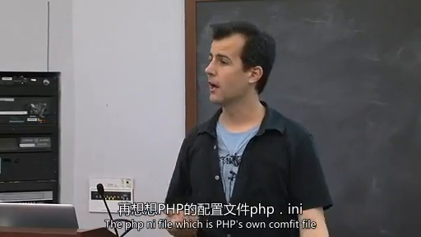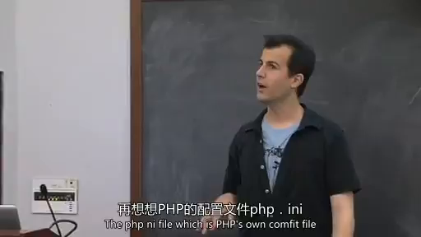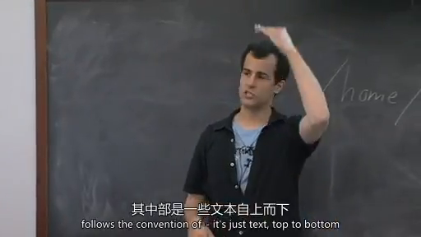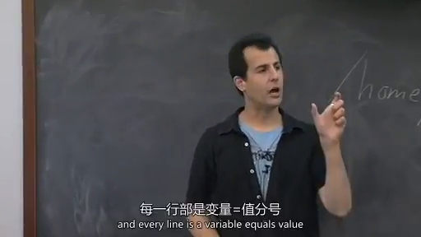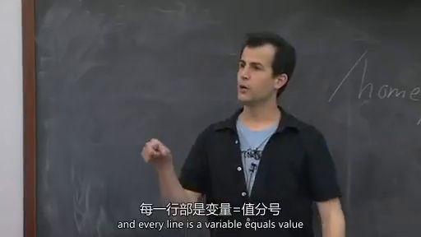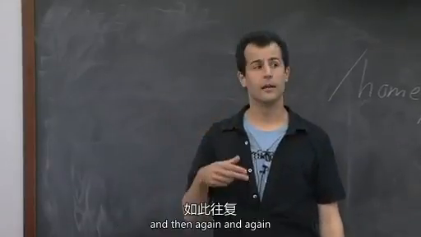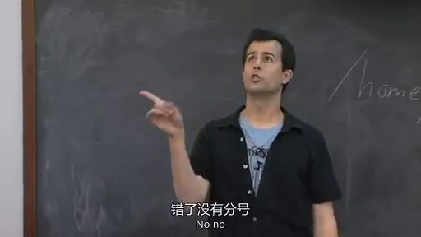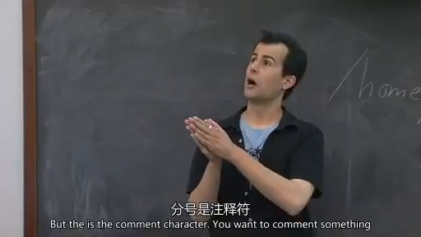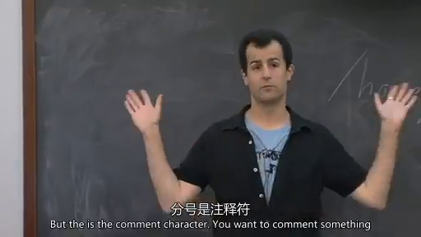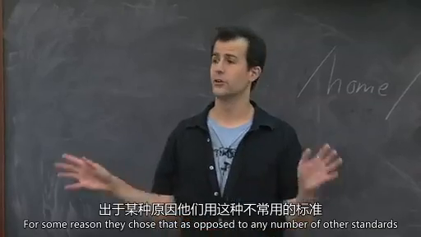The php.ini file, which is PHP's own config file, follows the convention of it's just text, top to bottom, and every line is a variable equals value, semicolon. And then again and again. Actually, is that true? No semicolon, but the semicolon is the comment character if you want to comment something. For some reason they chose that as opposed to any number of other standards.